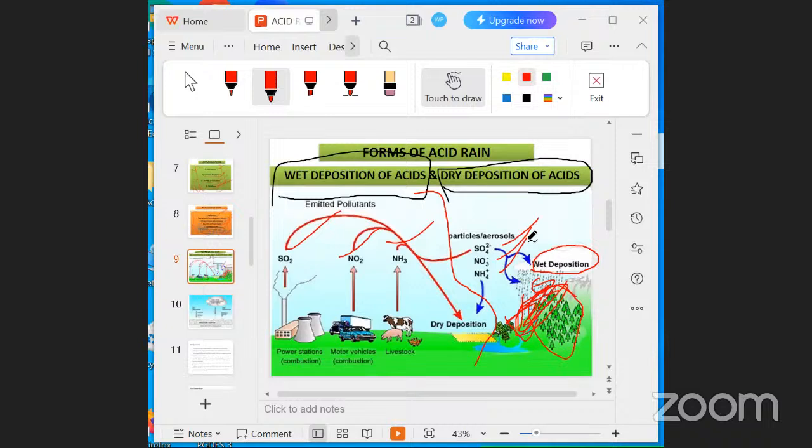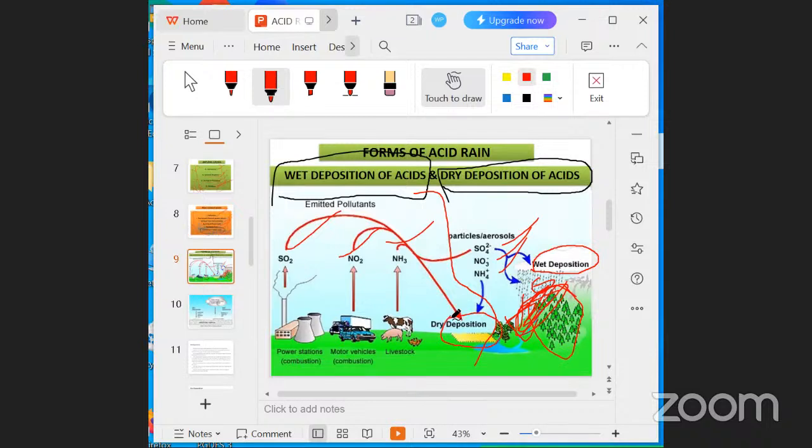So in dry deposition, what is dry deposition of acids? In dry deposition, moving air blows the acids present in the atmosphere to the areas where the weather is dry. So the acidic pollutants slip into dust or smoke and fall to the ground as dry particles. Right? Dry particles here.